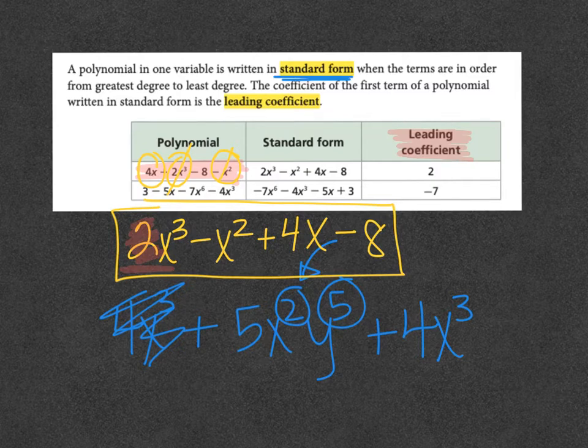All right, let's look at the second one then. In the second one, I see the biggest one is the 6, so they listed that first. Then the cubed would come next. Then the x, because that's to the first, would come next. And finally, your constant term 3. And then that's now in standard form. Your leading coefficient is the first number in the first term. So your constant number, which is -7, that's called the leading coefficient.